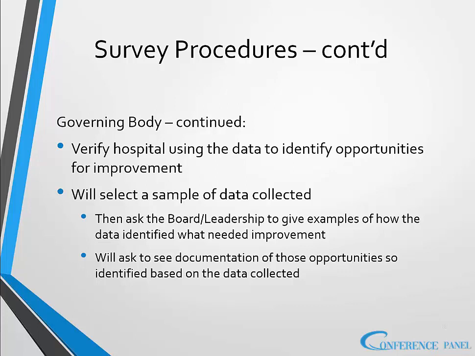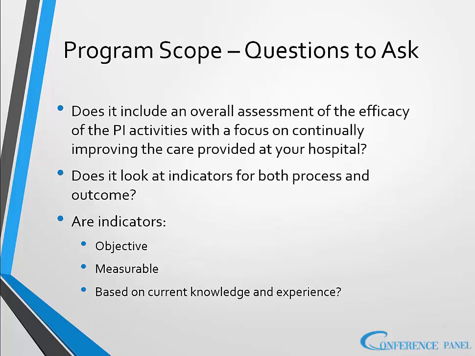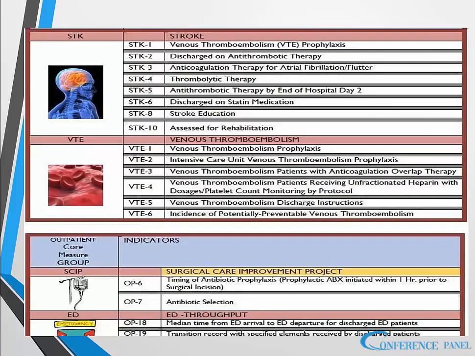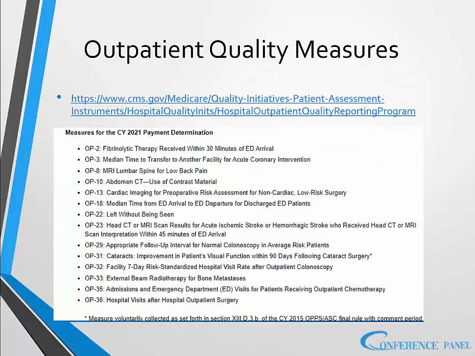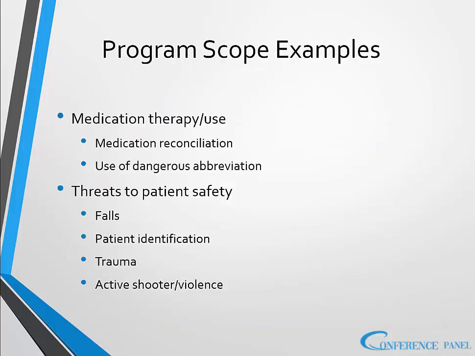They'll make sure that the hospital, again through the governing body, is using that data to look at other opportunities for improvement. Just some questions when you're looking at your scope and your program: stroke, venous thromboembolism, surgical care improvement. There are outpatient quality measures that you can also access and tap into just to get a start. Other examples: medication use. Take into account medication reconciliation. That's something your hospital probably does multiple times a day.